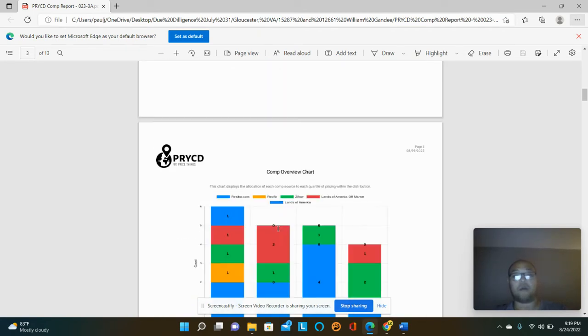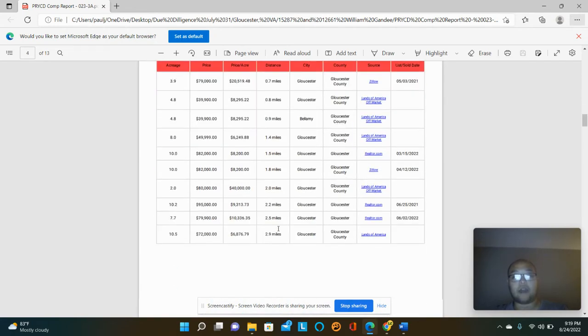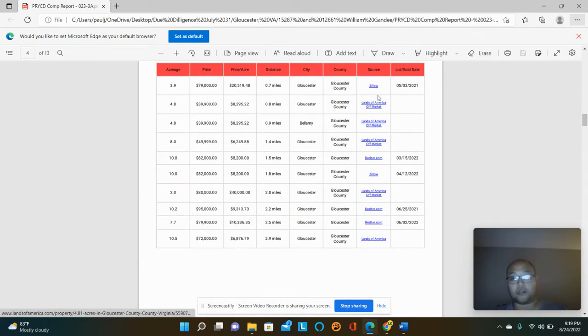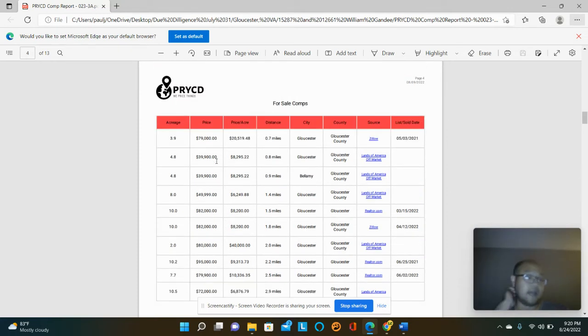They break down the comp overviews. If you look over here, I'll say Zillow, Lands of America, off market, off market, off market. Off market means that it used to be there, but it's no longer there. It's not active. And what I found is you really need to look at this price. Otherwise, I've found that the comps are a little bit on the higher end. It's not as conservative as I would be.